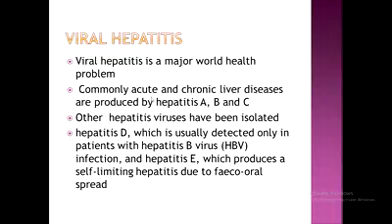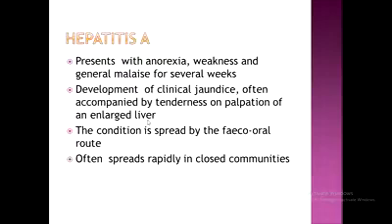Commonly we know that acute and chronic liver diseases are produced by hepatitis A, B and C. Hepatitis A is not very significant because of the nature of the disease; most of the time it is self-limiting. But the complications associated with hepatitis B and C are very important, and they can result in chronicity of the disease. Other hepatitis viruses have also been isolated, among them hepatitis D and E. Hepatitis D is only detected when there is an active hepatitis B infection, and hepatitis E produces a self-limiting hepatitis and, like hepatitis A, has a fecal route.